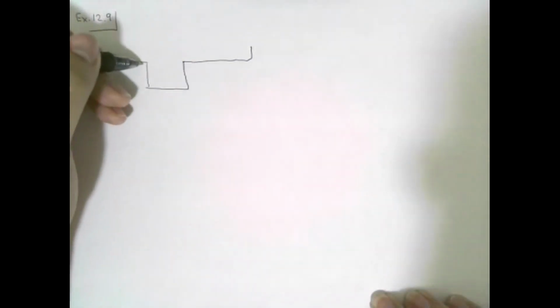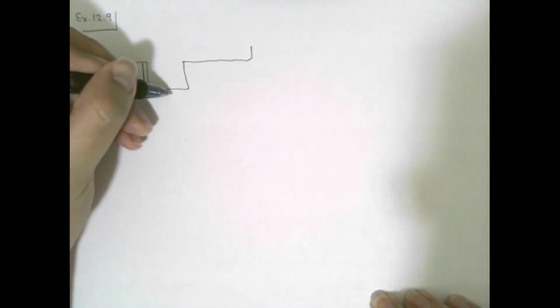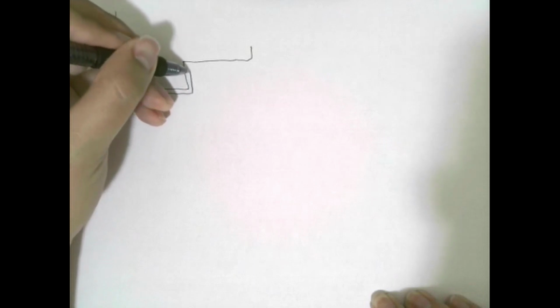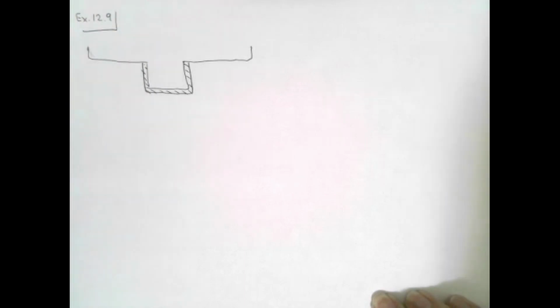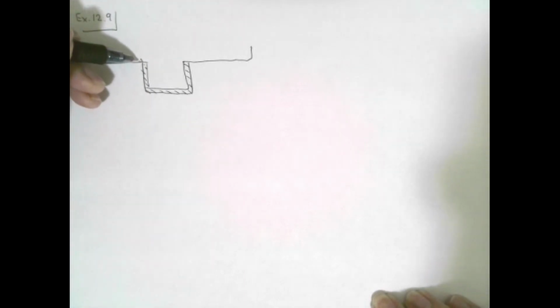So for this problem, we are dealing with a composite channel. What we have is essentially something that looks like this. It's not going to be drawn to scale. So what we have is a concrete channel surrounded by a grass or natural overbank. I'm going to draw this representing grass.